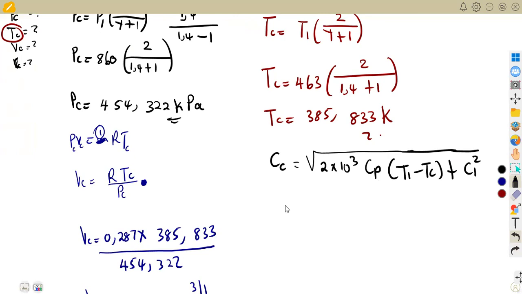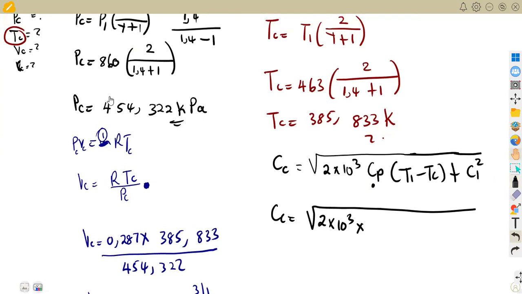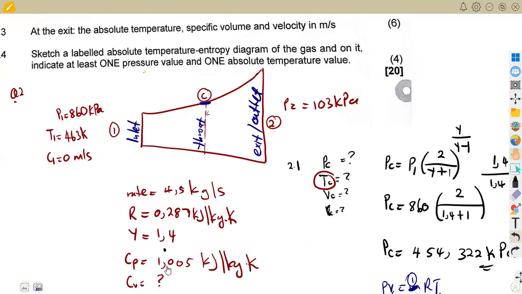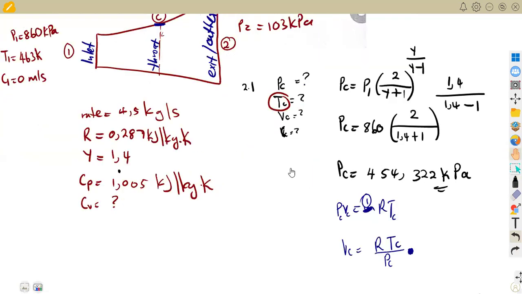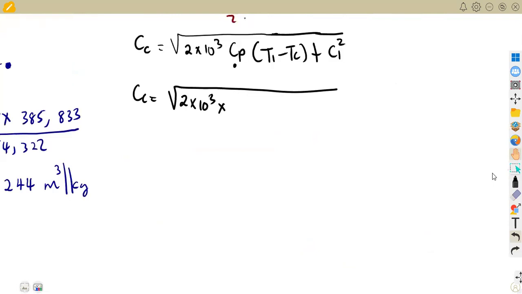All right, so we're going to have the square root of 2 times 10 to the exponent of 3 as it is. It's the Cp. Remember, we are given this for the constant pressure. Cp for the constant pressure, that is heat capacity here, Cp 1,005. So that is the value that we're going to have there, 1,005. We have the value of Cp, the constant pressure.